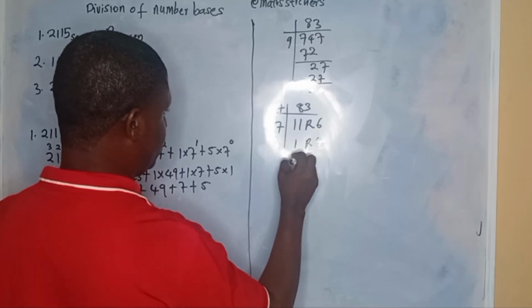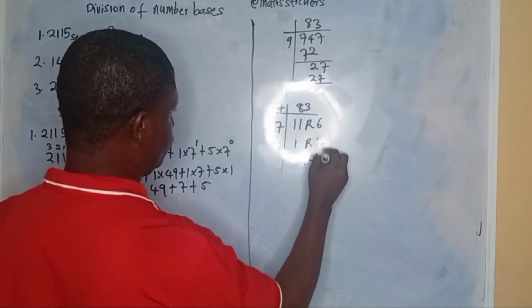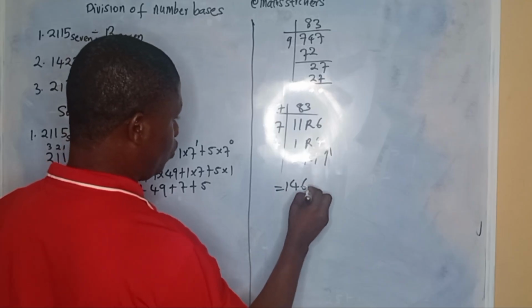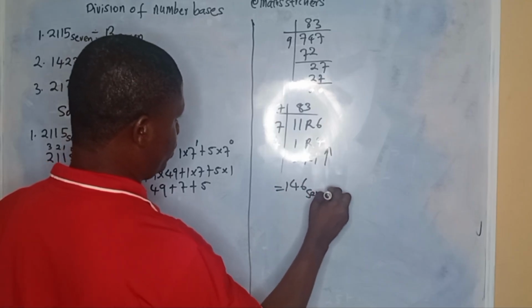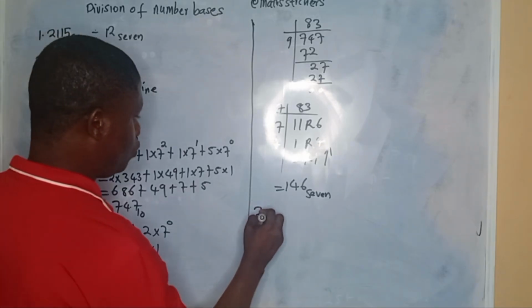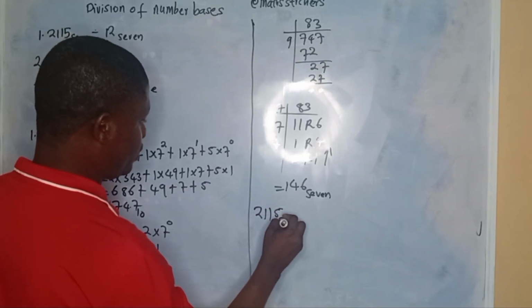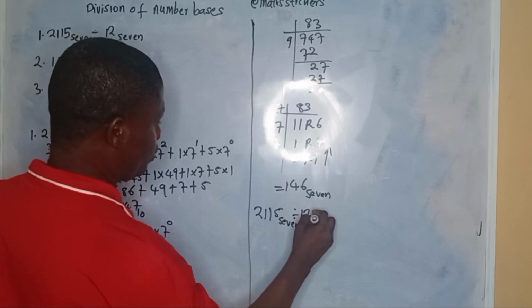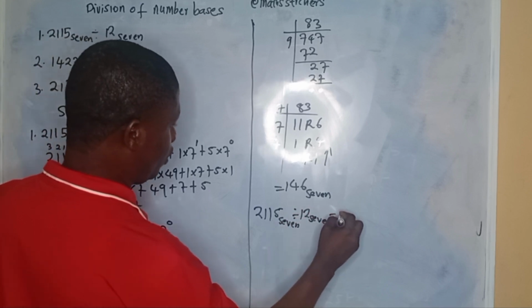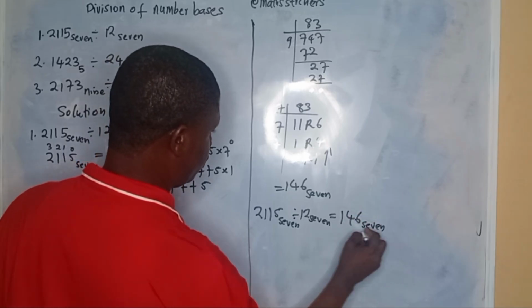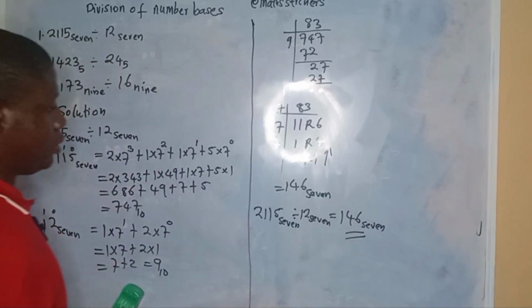1 divided by 7 will give us 0 remainder 1. So you count upward, and that will give us 146 in base 7. So that means that 2115 in base 7 divided by 12 in base 7 will give us 146 in base 7. So this is the required answer.